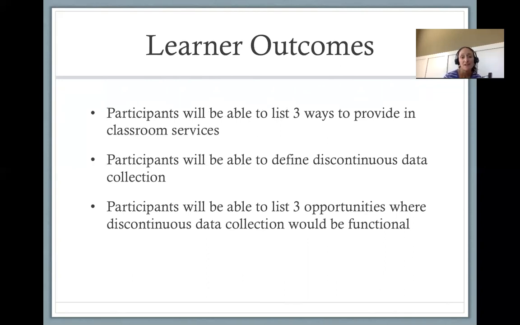Our third learner outcome is that participants will be able to list 3 opportunities where discontinuous data collection would be functional. So when will I use this, and how do I relate it to what's going on with my caseload now? How is this actually applicable? I want this information to be something that you can listen to quickly, something that you can print out the data sheets that I'm going to send you, and something you can implement the next day. Okay? That's what I want it to be, functional for you.